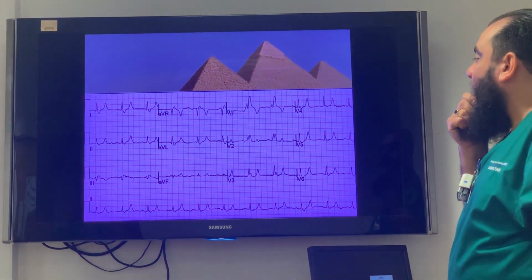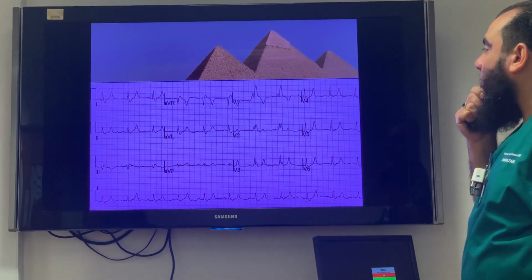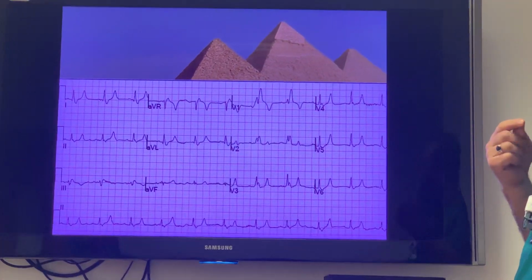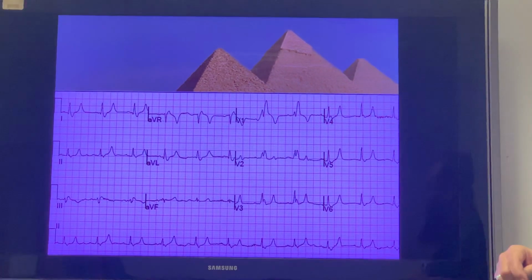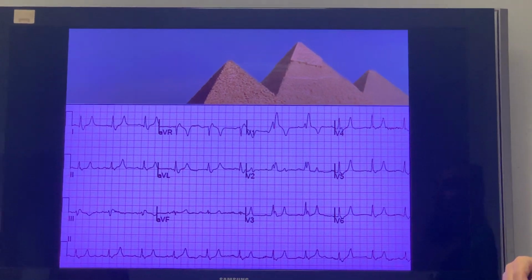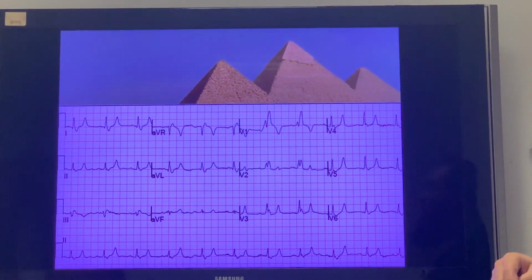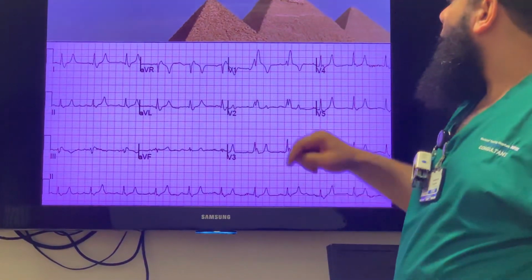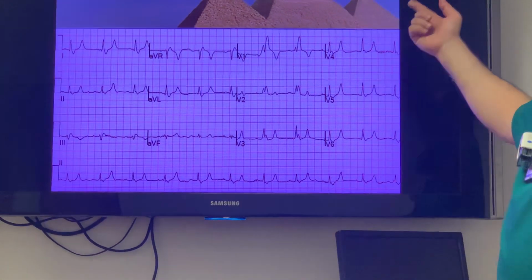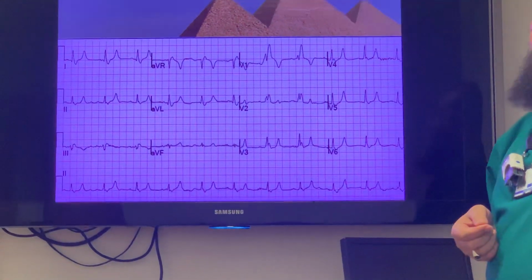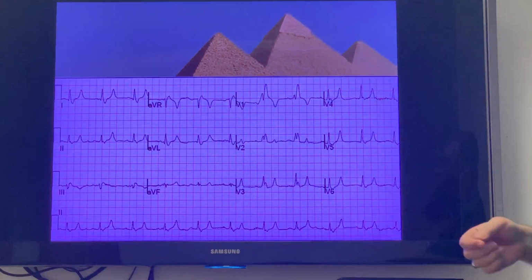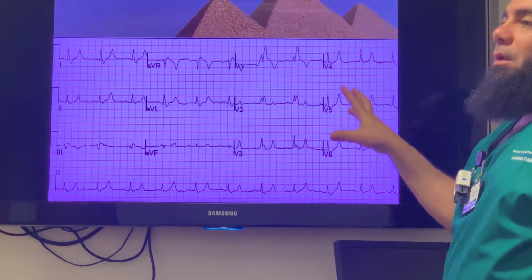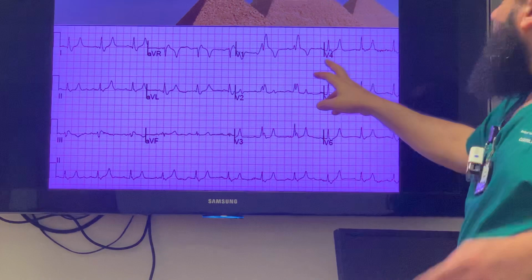Who can see any abnormalities? Anyone can see any abnormality here? V1 has an RSR pattern, RS and then again R. Yeah, so M shape in V1. Okay. Have you observed something after the complex? Have you observed something abnormal? T wave. T waves and what?